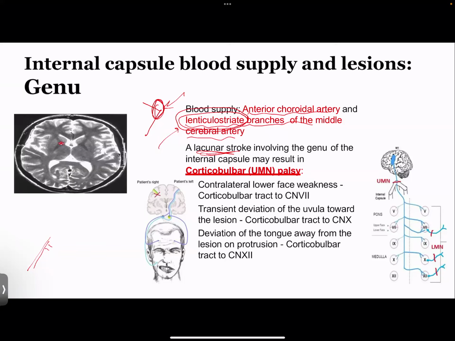So how will it manifest? We're going to have contralateral lower face weakness, deviation of the uvula towards the lesion, and deviation of the tongue away from the lesion. So again, let's say the patient has a lacunar stroke in his right side. What would happen? His left side. So this is the right.